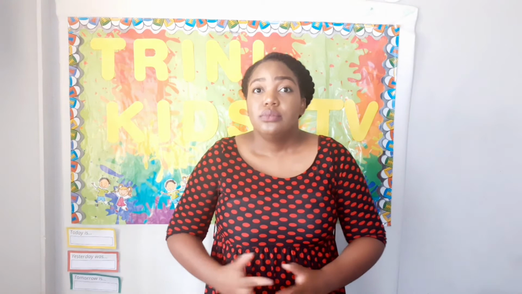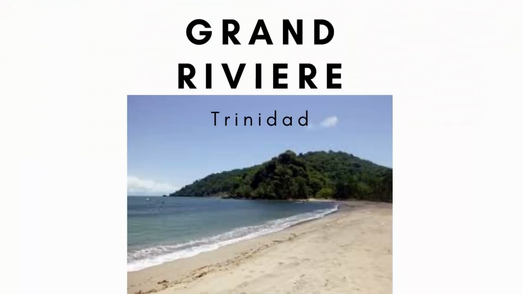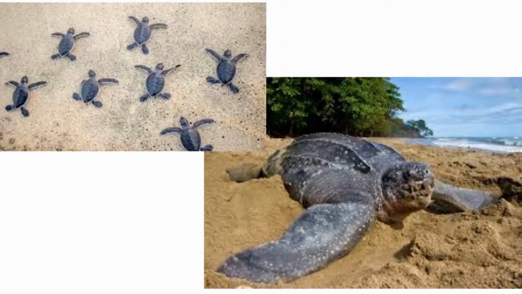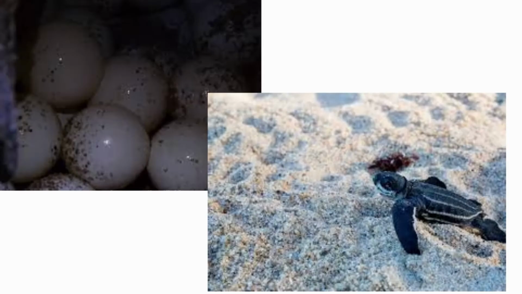Now that we know our letter of the day, let's talk about our area of the day. Our area of the day today comes from Trinidad. Our area of the day is Grand Riviere. And take a look at all the wonderful places and things you can do in Grand Riviere. So that's our area for today.